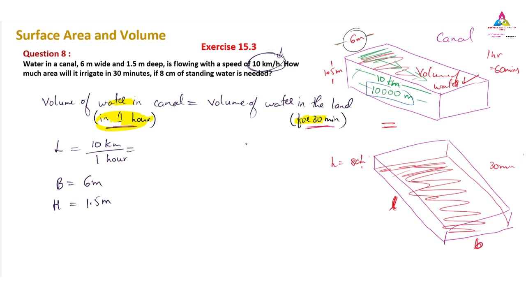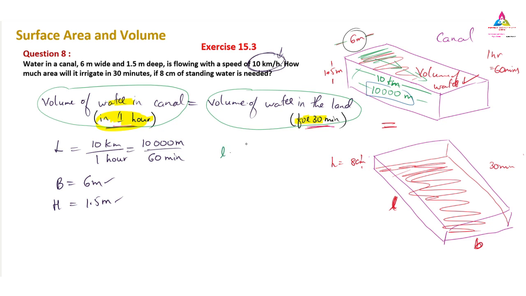10 km we can take as 10 into 1000, because everything is in meters, so we have to convert that into meters. And 1 hour I am converting as 60 minutes. Okay, that is the second one. And now this is about the volume of the water in a canal for 1 hour. Now we will go for the volume of the water in a land, that is for 30 minutes what we have. So here also I will take the LBH.